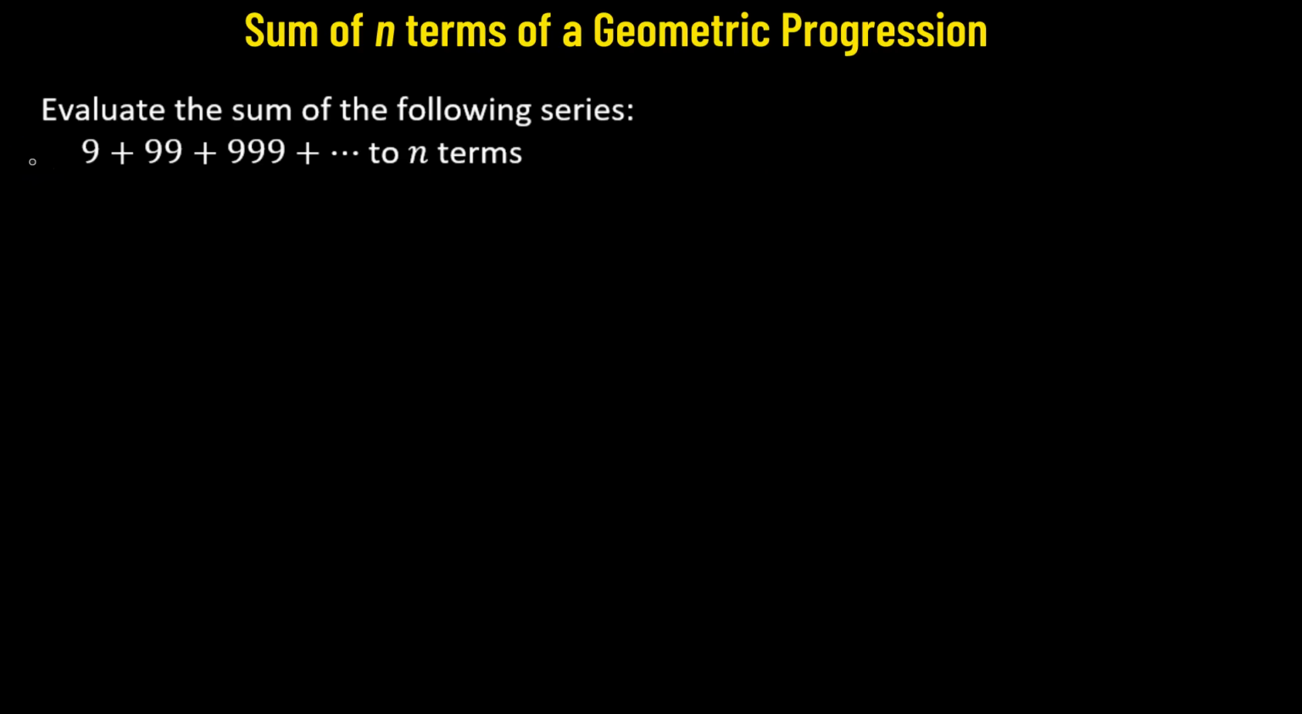We need to evaluate the following sum. So let's begin. First we will consider that the series is represented by the sum Sn. So we have 9 plus 99 plus 999, and this goes all the way up to n number of terms.